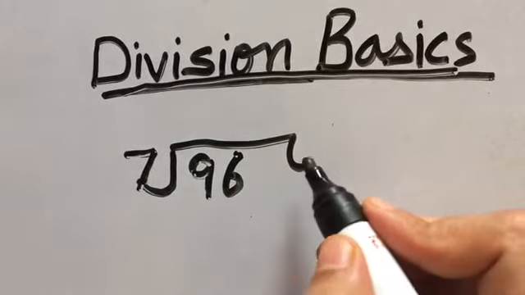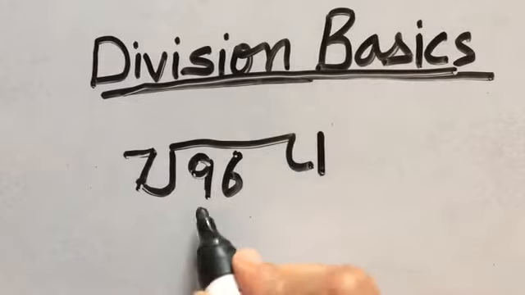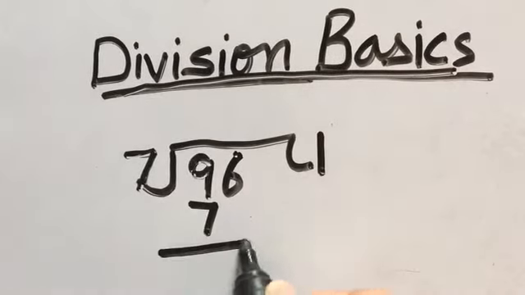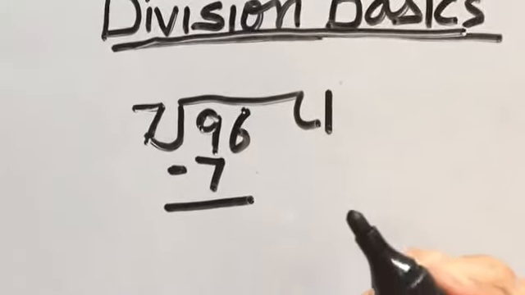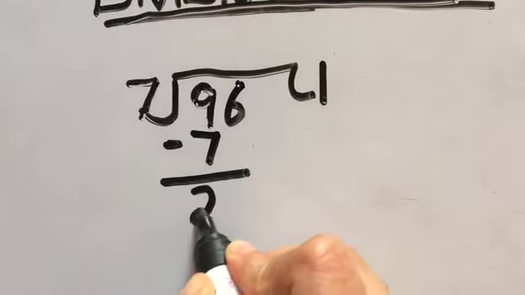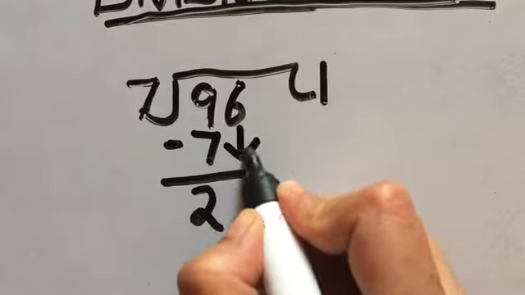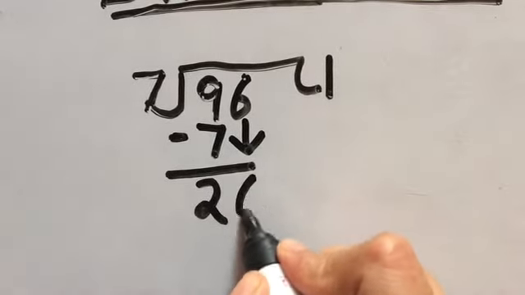So 7 ones are 7, 7 twos are 14. It will be 7 ones are 7, as 14 is greater than this. Then we have to subtract it. So 9 minus 7 is 2. Then bring down the next digit from above, which is 6.